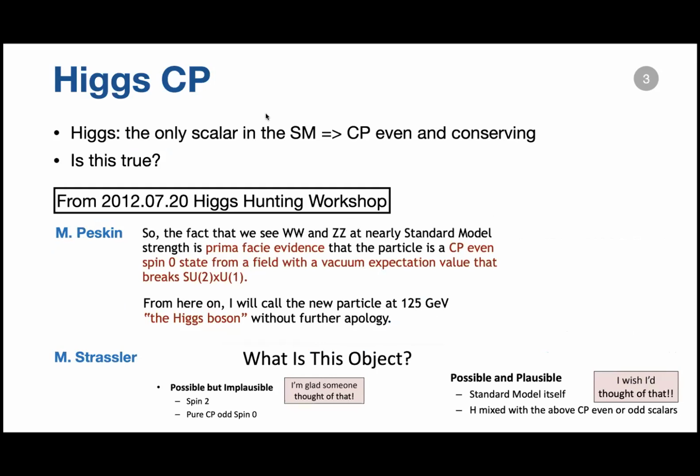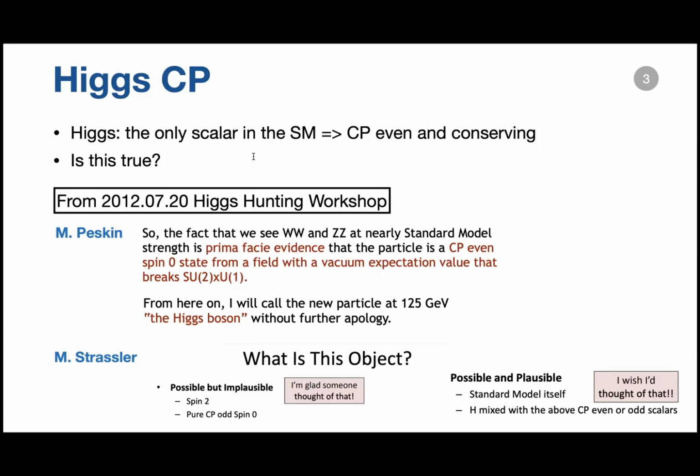In the Standard Model, not only does the Higgs conserve the CP symmetry, but it's also the only scalar in the Standard Model, meaning that under the CP operator, it's a CP even particle, meaning nothing changes its behavior. But is the Standard Model prediction true? This we don't know. We have to examine it in experiments.